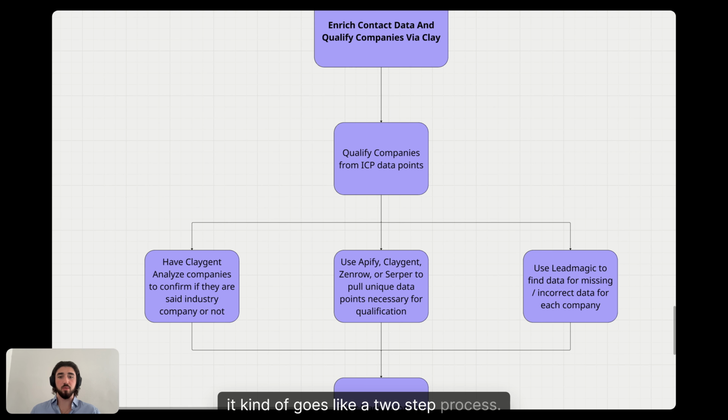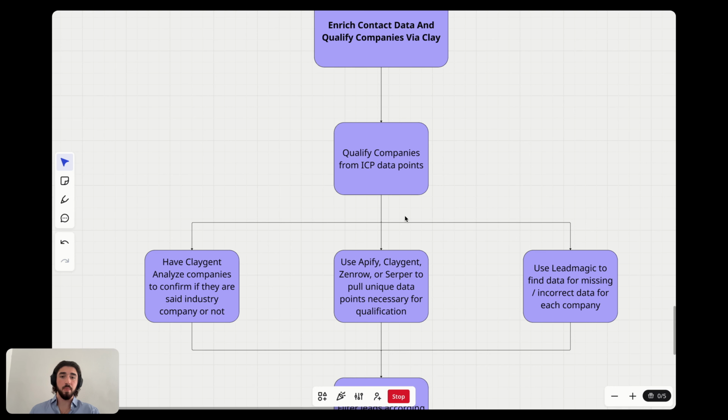It kind of goes like a two-step process. First, we qualify the companies that we get from our list, and then second, we enrich the contacts. So we don't enrich contacts first and then qualify. The reason why we do that is so we're not wasting enrichment credits. We only want to enrich contacts that are qualified, right? Instead of doing vice versa.